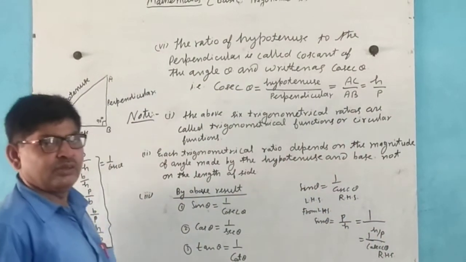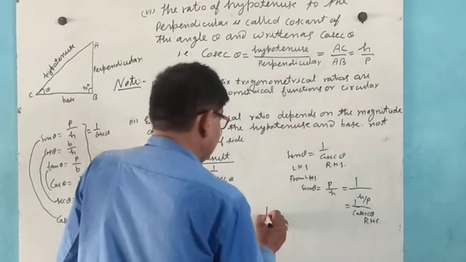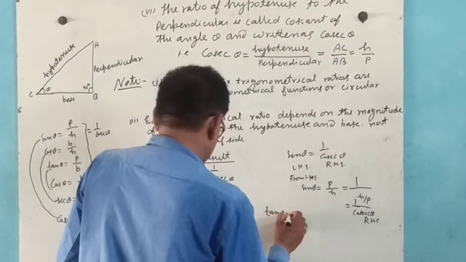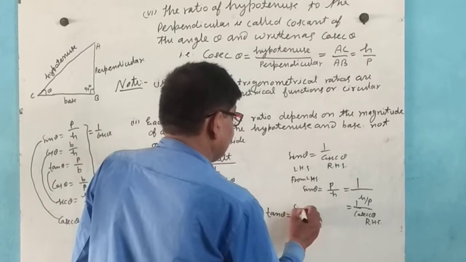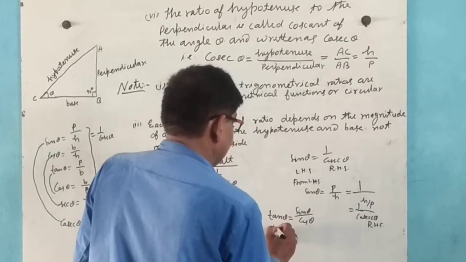Now similarly, we can also see that tan theta equal to sin theta by cos theta, left hand side.